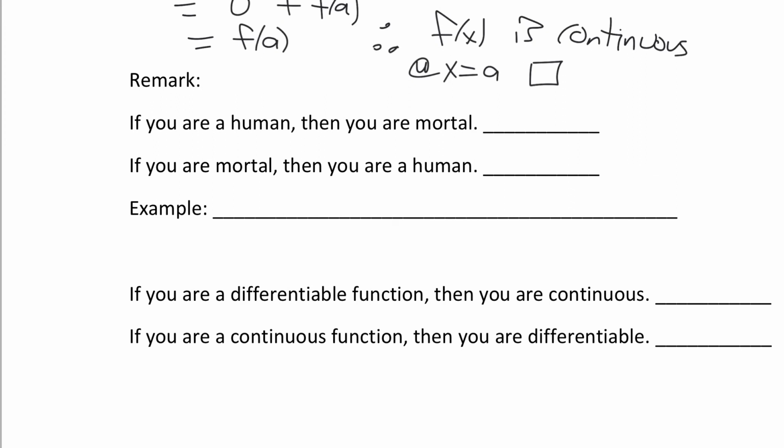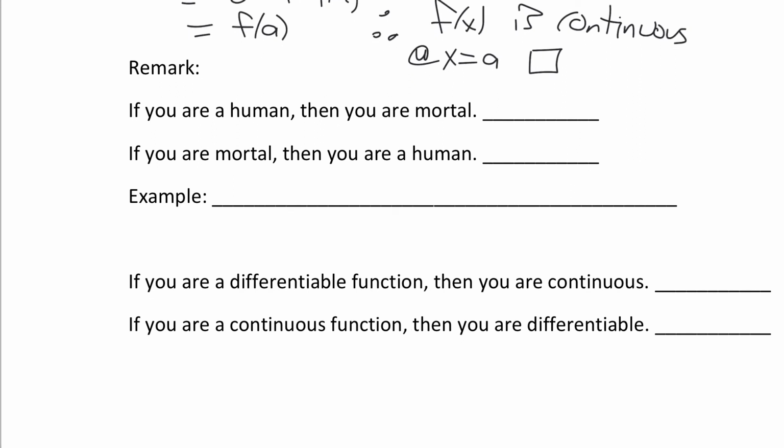Now we need to look at some of the logic here because this stuff is a little tricky for people to understand, especially when we haven't had a lot of training in logic. So we're going to take a step back before we talk about continuous and differentiable. Let's think about some humans. If you are a human, then you are mortal. Is this statement true or false? Mortal means, unfortunately, that at some point you'll pass away. So if you are a human, then at some point you will pass away. Is that a true or false statement?